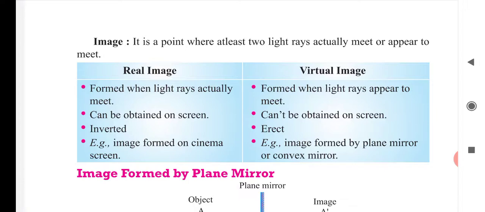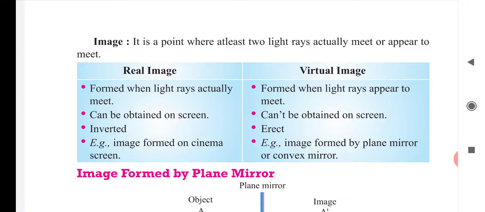Okay, image can be formed. They have mentioned here at least two. So more than two light rays also can meet at the same point. So there also we can say image is formed. But a minimum of two rays are required for the formation of image.